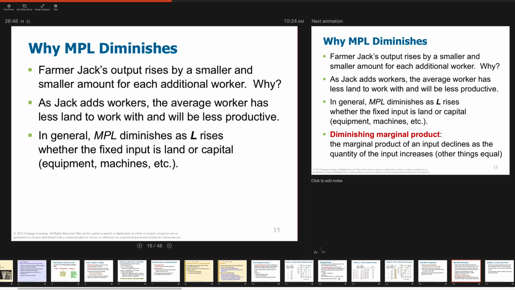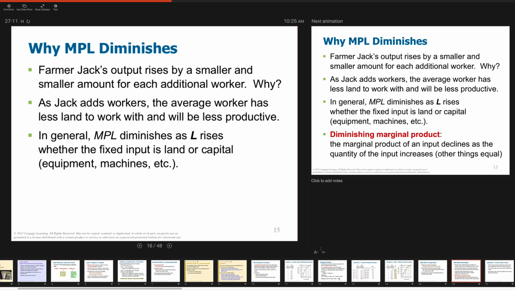No matter what, as long as you have a fixed input, a factory that is X number of square feet, or X number of robots in your factory, or X number of workstations in your accounting firm, as long as one of your inputs is fixed, your MPL is always going to go down as you continue to add labor.